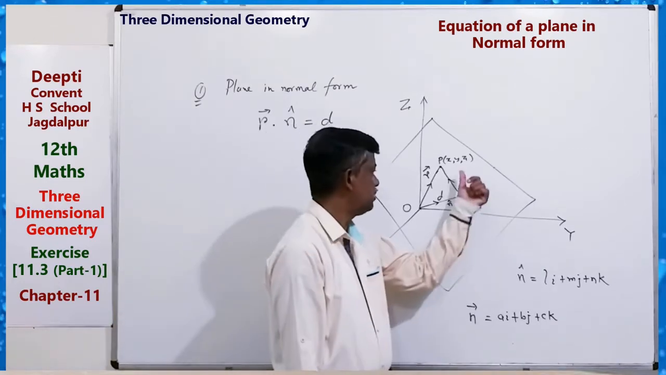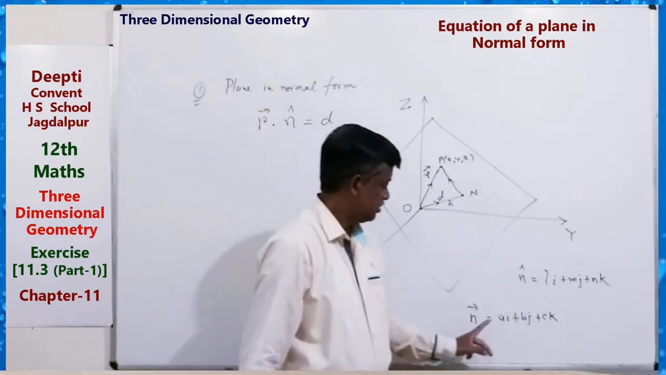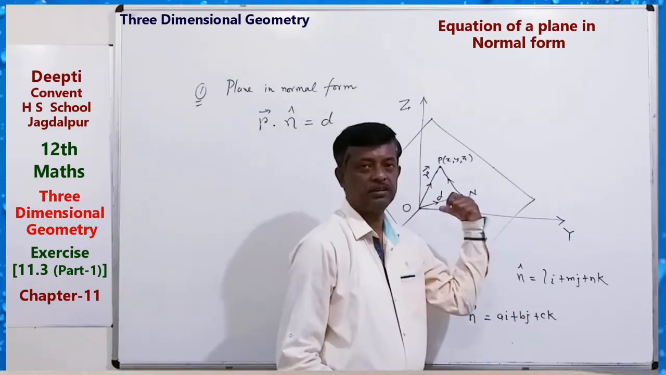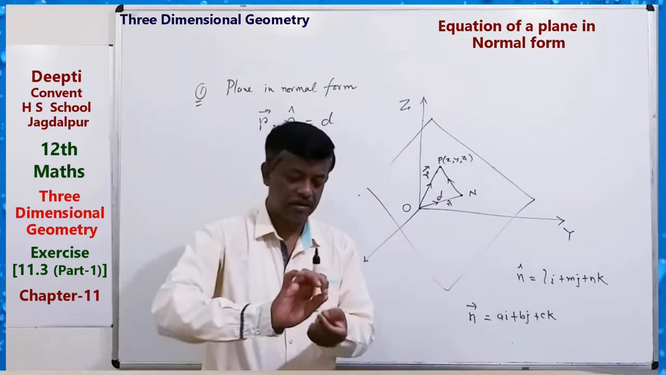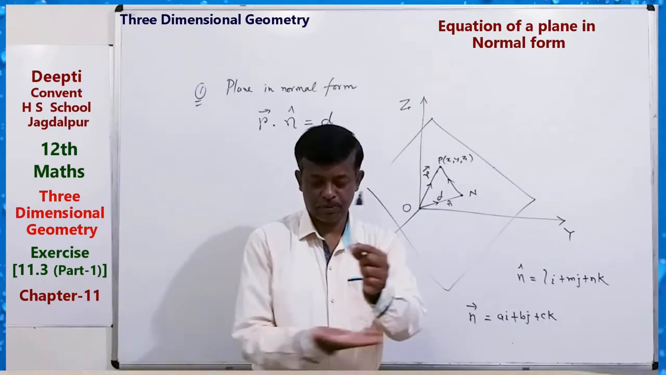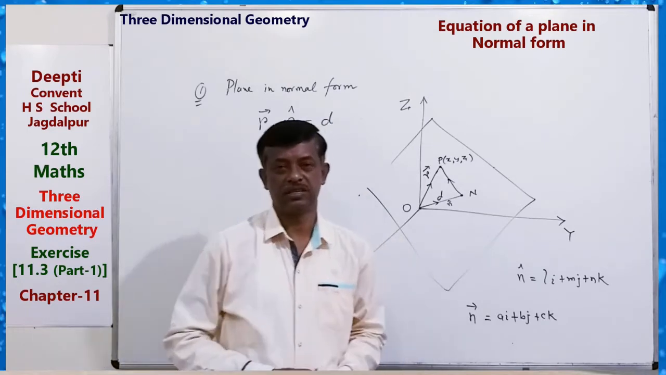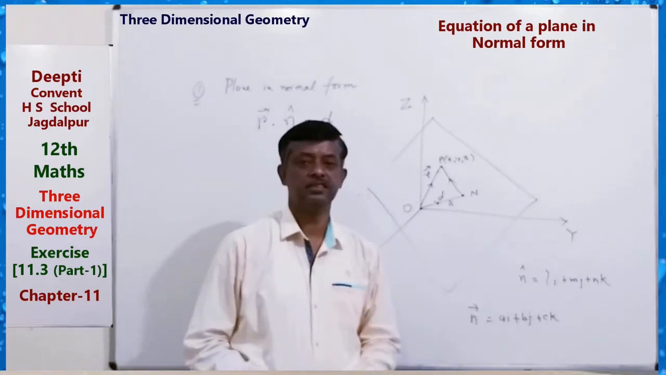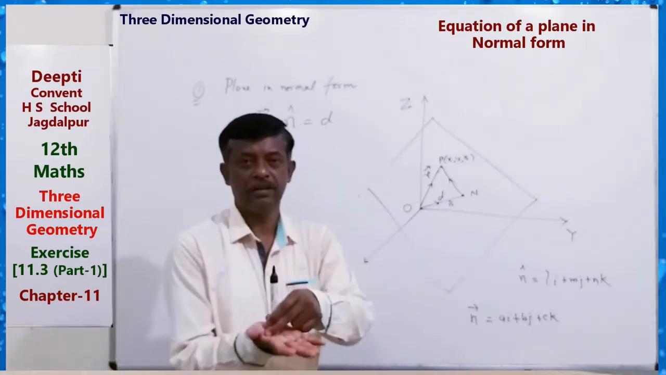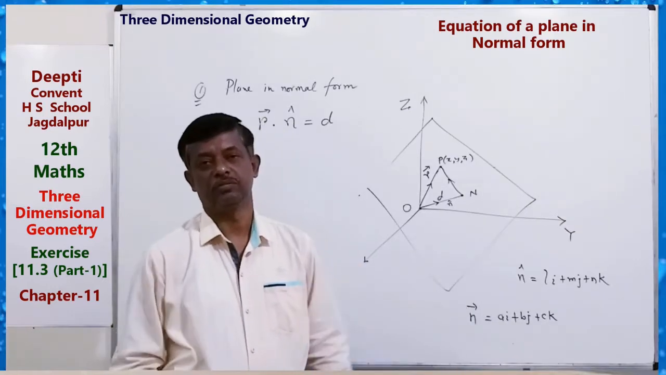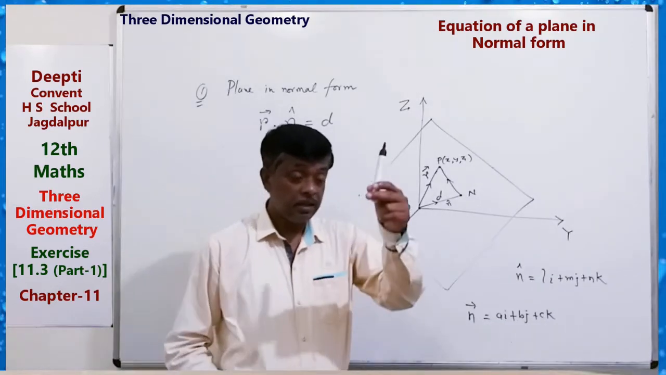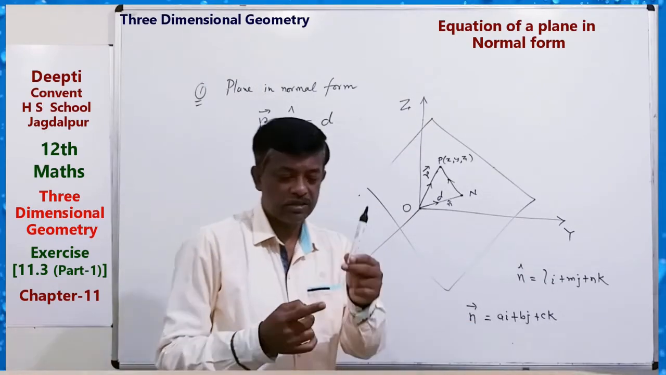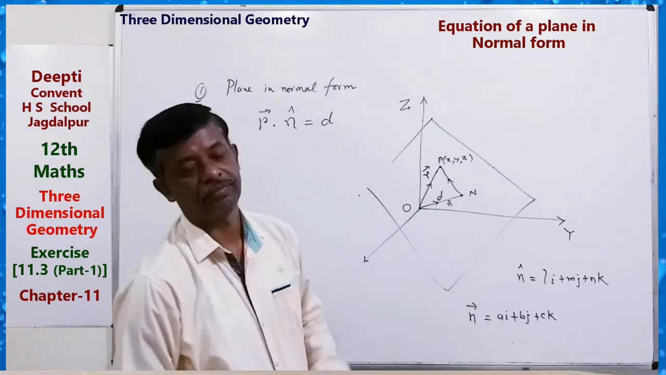If this vector is perpendicular to the plane, then it is normal to the plane. Normal direction means a direction which is perpendicular to the plane. A vector having scalar components a, b, c can be written like this. If it is perpendicular to the plane, then it is normal to the plane. The normal may be anywhere in the plane, and the condition here is that the plane passes through the origin.